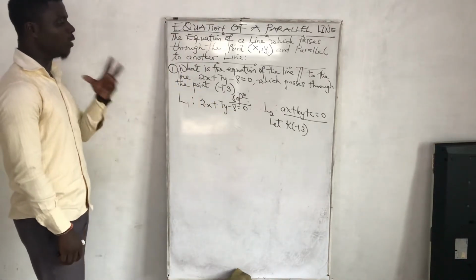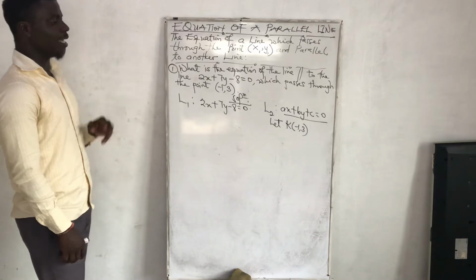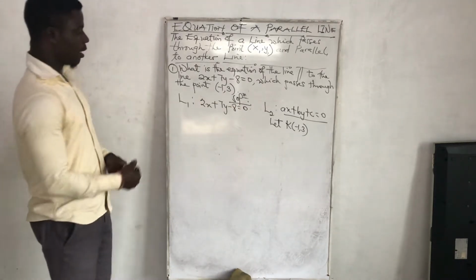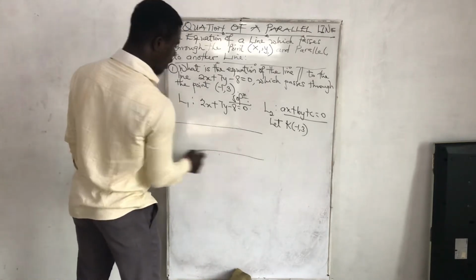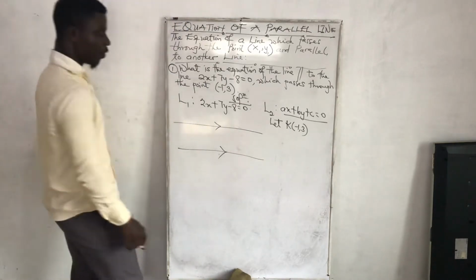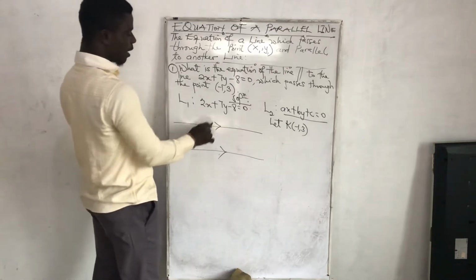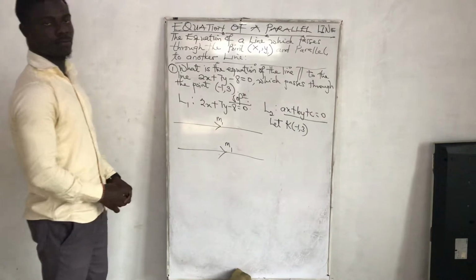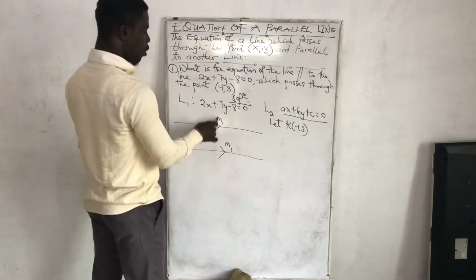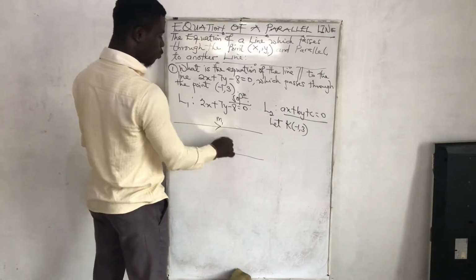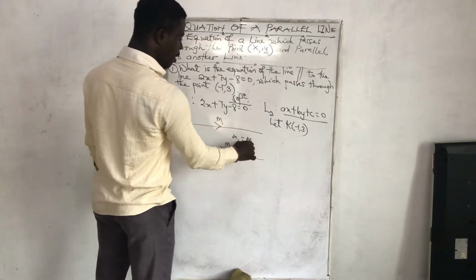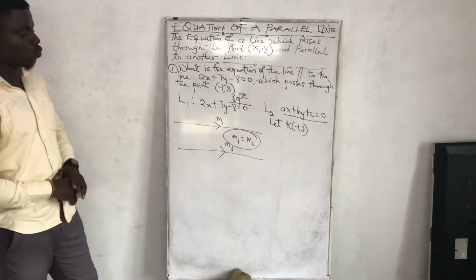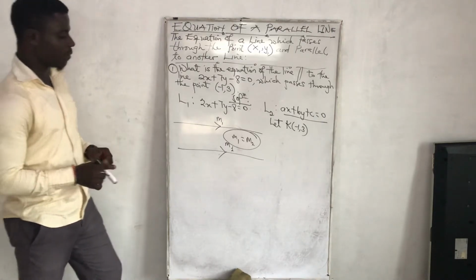So how can we find the equation of this line L2, which is parallel to L1? Now, if they are parallel, they move in the same direction, right? So they have the same gradient: m1 here, and m2 here. So m1 equals m2. They are the same.